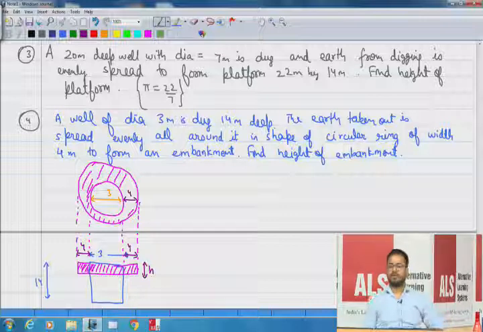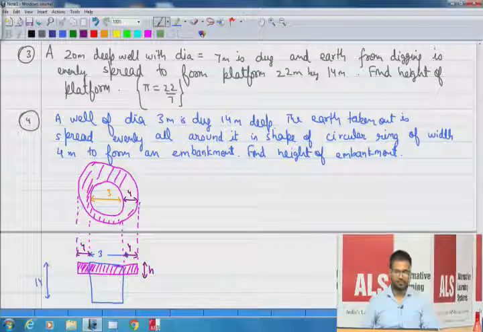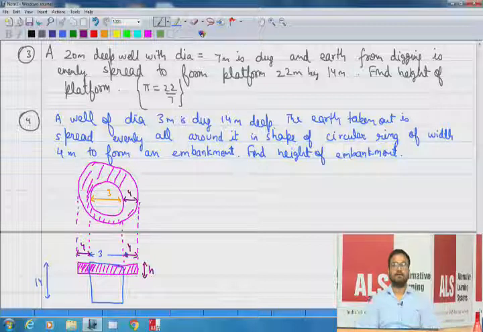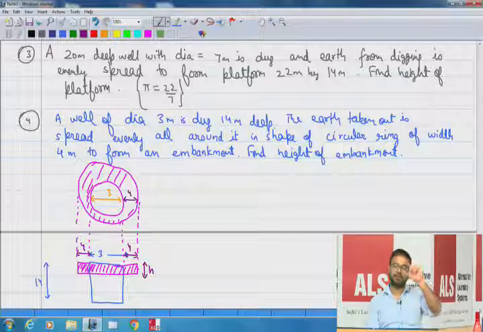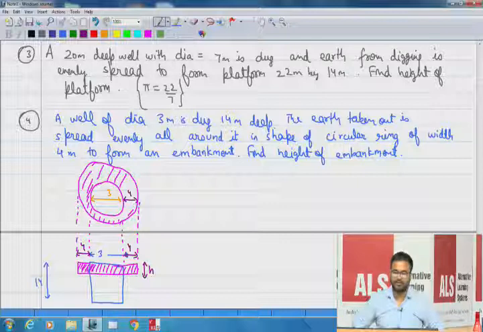Right? Now are you getting it, Sisipur? How the question will work? I hope the diagram makes it clear what the question is saying. So you have to figure out the height of that embankment. How much is the soil? How much is the height of the soil?